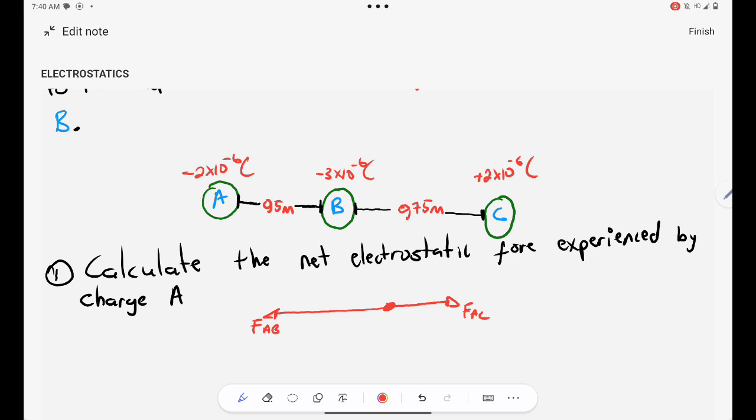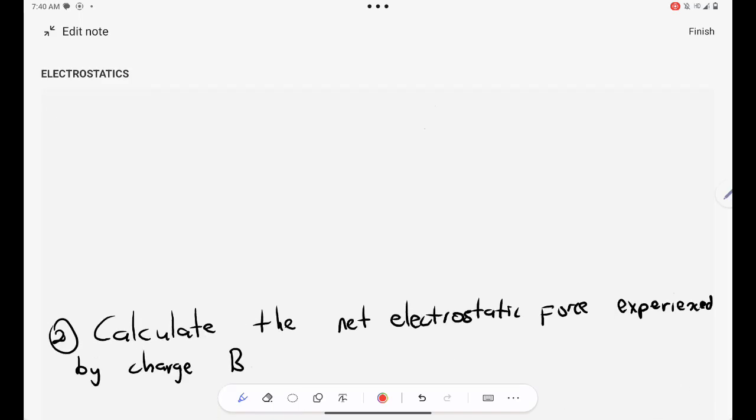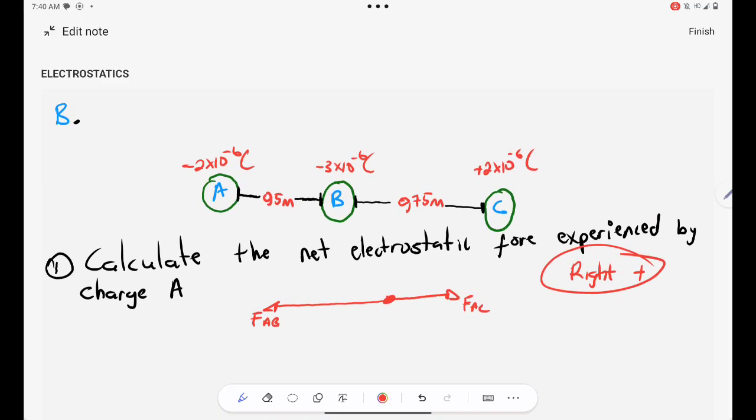Remember that force is a vector quantity, so it's quite important for you to choose a positive direction. I choose the right-hand side as positive, and I will do so for all the questions, because I will calculate the net force exerted on B and on C. You can choose left as positive; there's no problem as well.